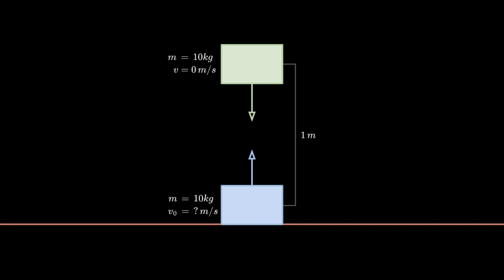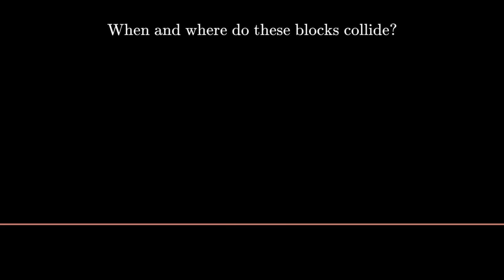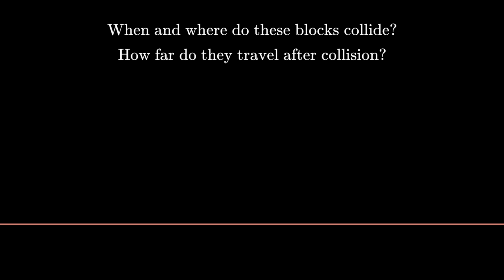Now that you've given it a second to pause and figure it out, hopefully, let's see if you got it right. I think when looking at a question like this, it's important to split it into two parts. There's something that happens before the collision, and there's something that happens after the collision. Before the collision, they're going to have to collide at some height and at some time. So when and where do these blocks collide is a very important question I feel like you should ask yourself when solving this question. And then after they collide, how far do they travel together? Because these two phases are distinct.